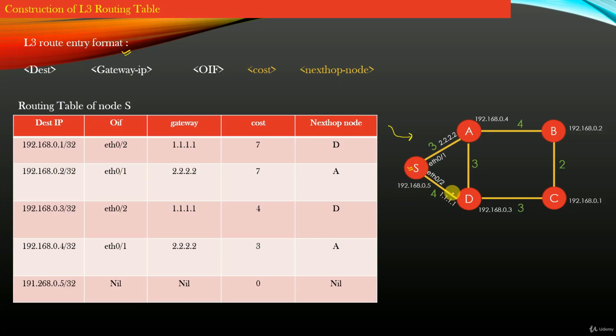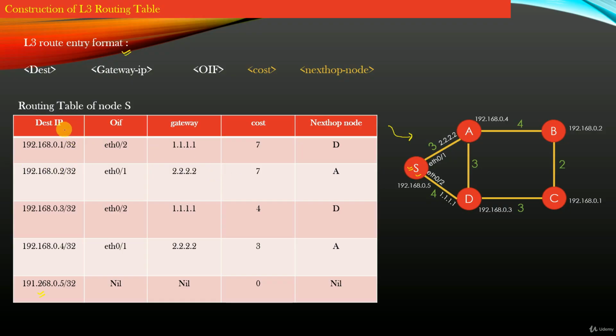So you can see in this topology we have 5 devices. So besides S we have 4 other devices. So needless to say, the routing table of node S would have 4 entries, right? And the 5th entry is an entry for the routing device S itself, right?